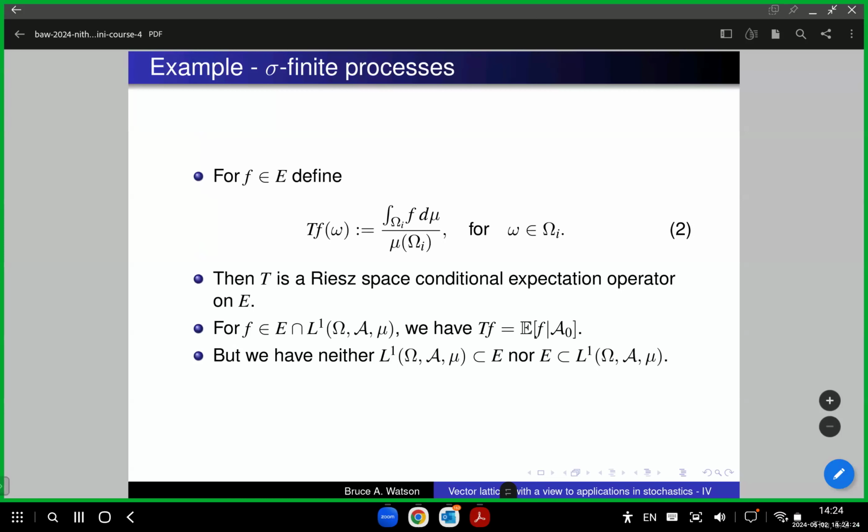Further, for each F in E, we can define P of F to be the average of F over omega I. And then indeed, P is a Riesz space conditional expectation operator on E. And if F is in E intersection L1, then we have that T of F is indeed the conditioning of F with respect to A0. But we have that L1 is not contained in E, nor is E contained in L1.